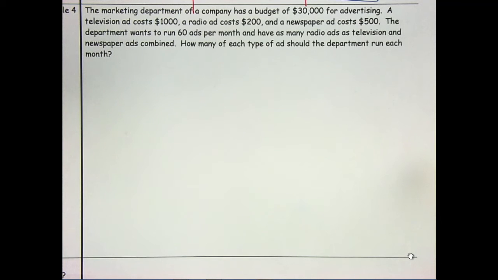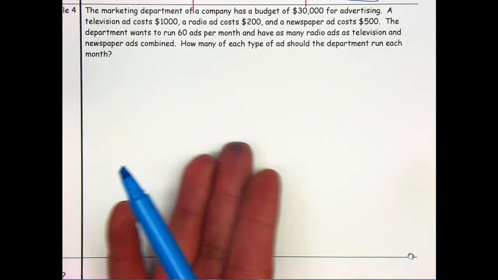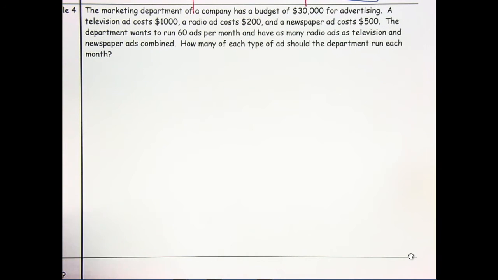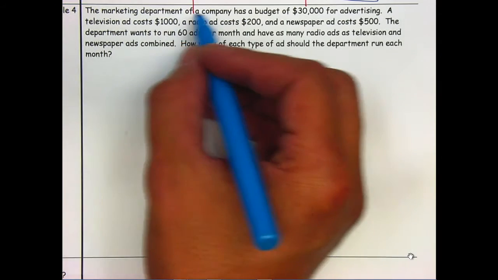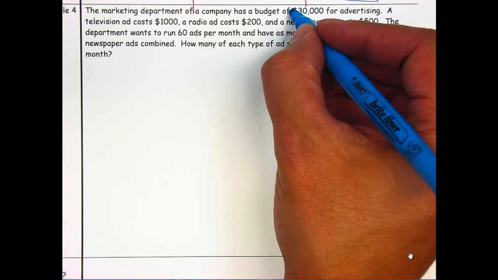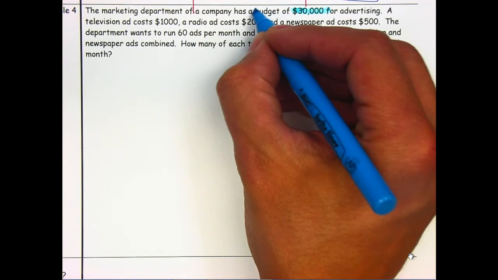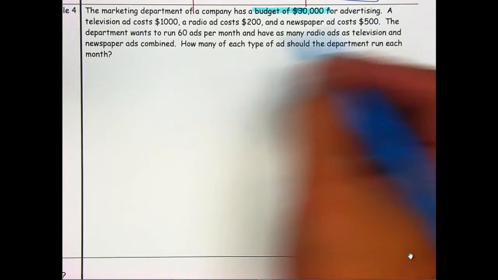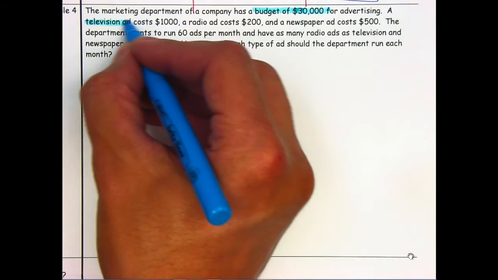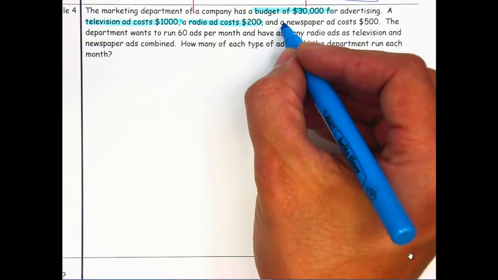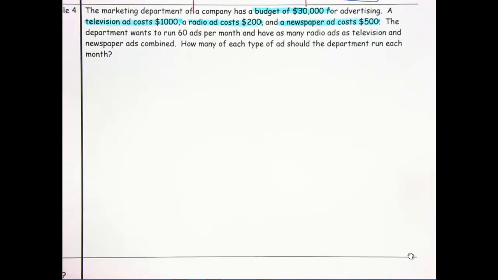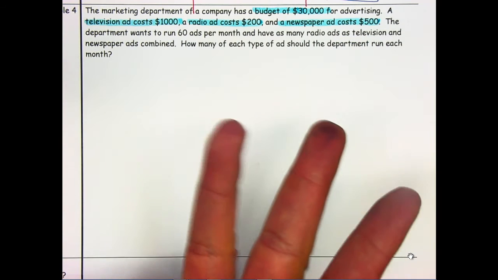Now let's look at the last example, example number 4. It's a word problem. It's going to be very similar to the ones that we have covered in the last section for combination. We have the marketing department of a company has a budget of $30,000. So that's the total budget for advertising. We know that television ads cost $1,000, radio ads cost $200, and newspapers cost $500. Now if you notice, we have three unknowns.